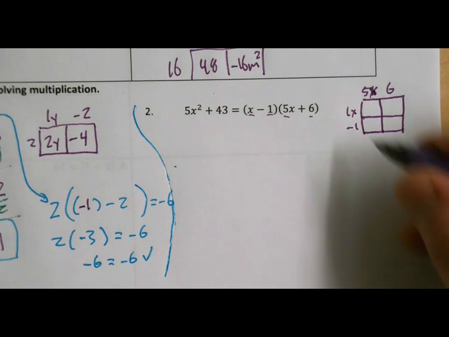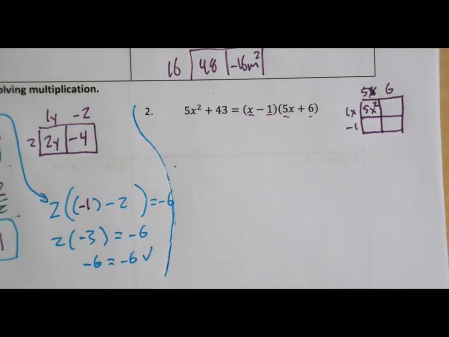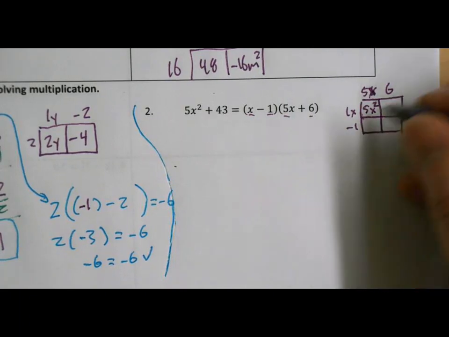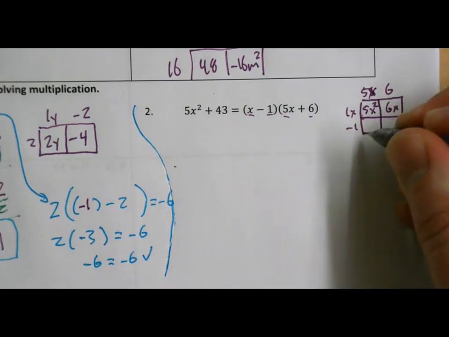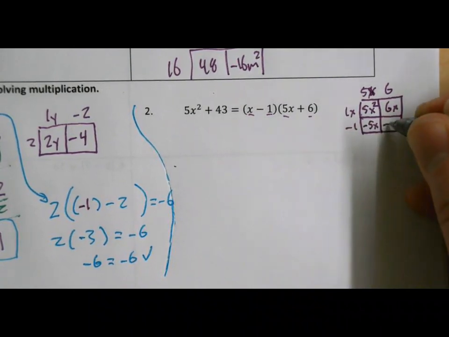All right, let's multiply here. 1x times 5x, that's 5x squared. 1x times 6 is 6x. Negative 1 times 5x is negative 5x. And negative 1 times 6 is negative 6.